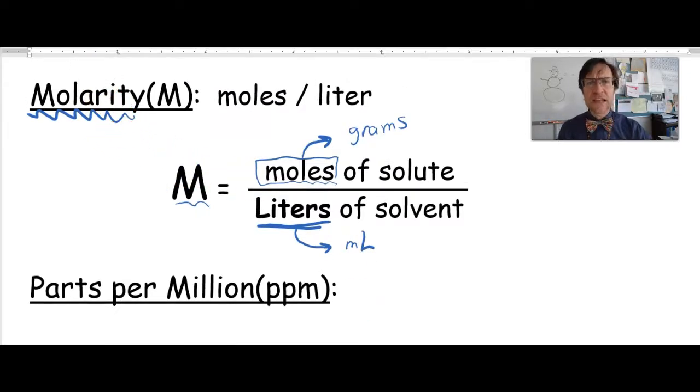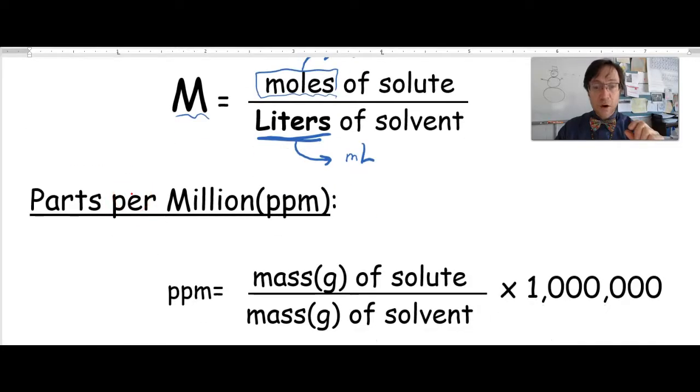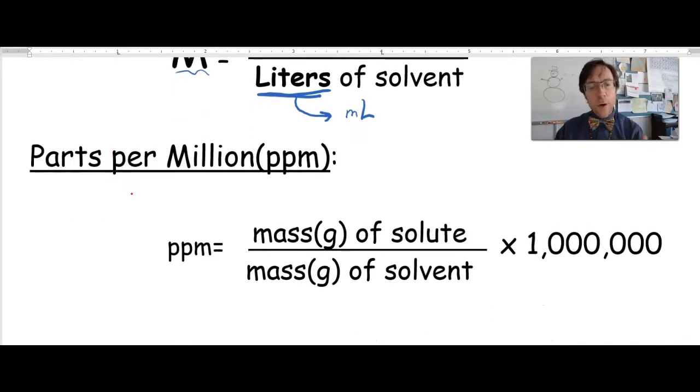Now this is for normal concentrations, stuff that actually dissolves in water. However, like we talked about with lead, there are some things that don't dissolve in water, but they still do, in very, very, very small amounts. And that's where parts per million comes in. Parts per million is all about mass. ppm is equal to the mass of your solute divided by the mass of the solvent, and then you multiply that ratio by 1,000,000.